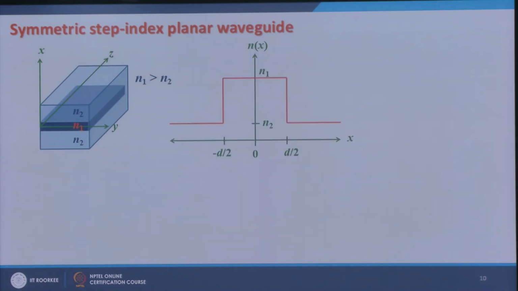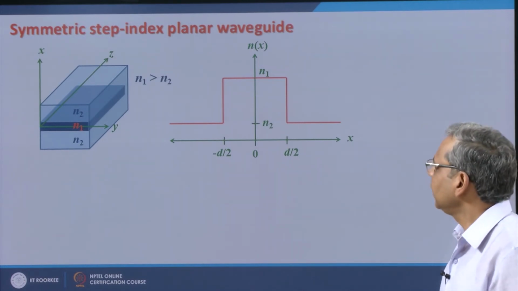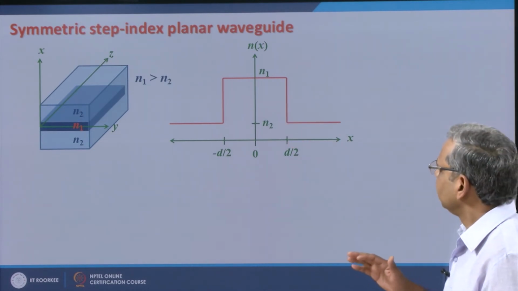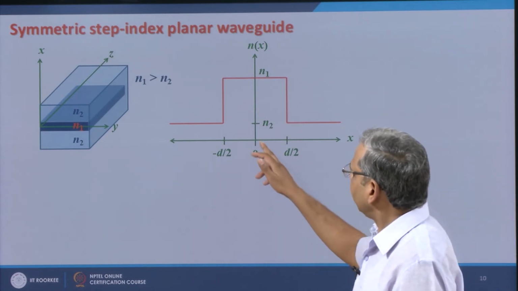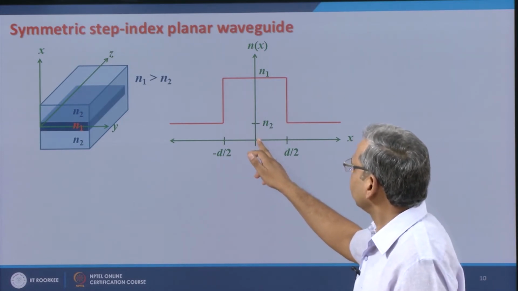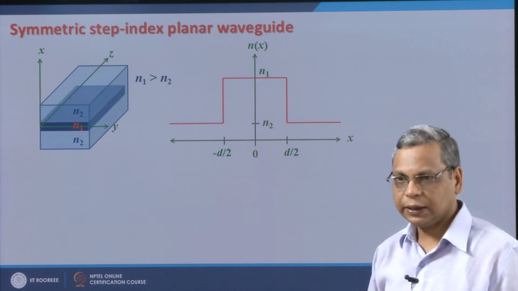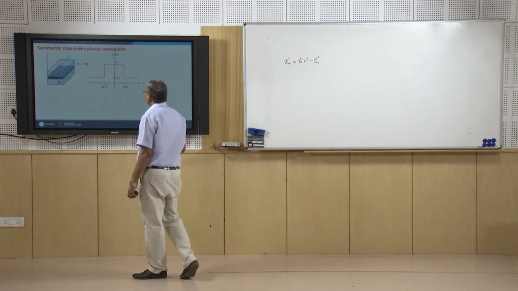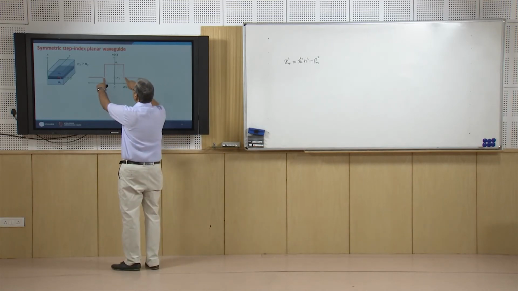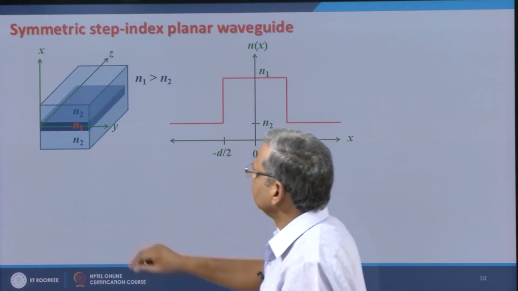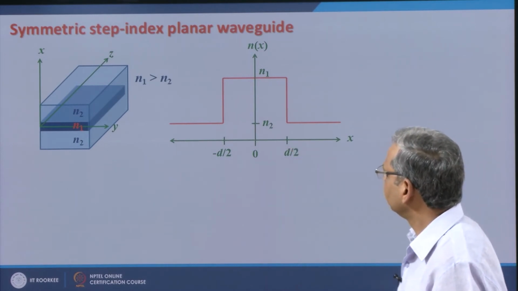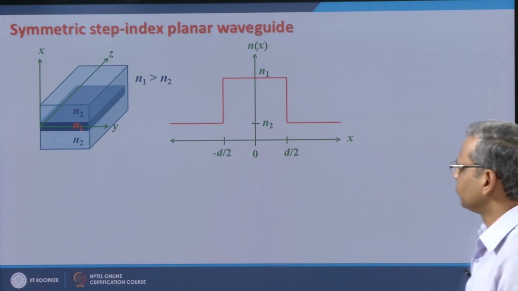If you look at the refractive index profile of this waveguide, then it looks like this. And let me put my x is equal to 0 axis in the middle of the waveguide, so that I can make use of the symmetry of the problem. Let it have a width d. So this is x is equal to d by 2, this is x is equal to minus d by 2.